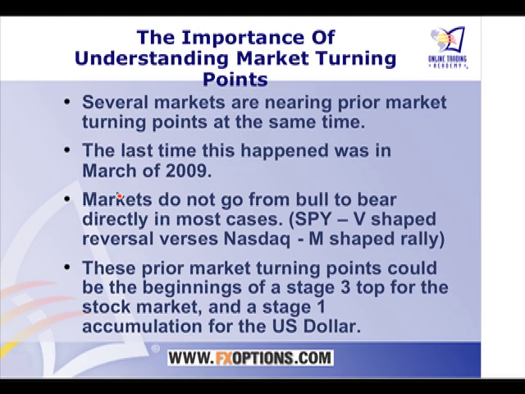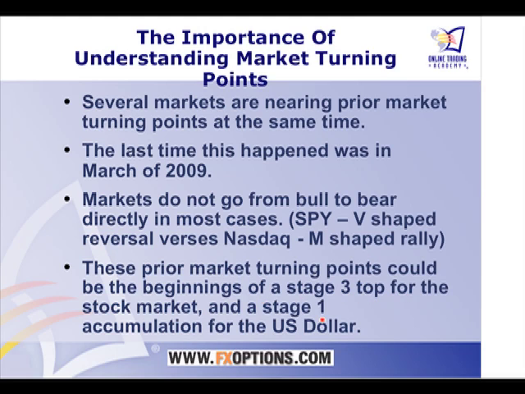So since we have several markets near prior turning points at the same time, the last time this happened was in March of 2009, which only means that the markets do not usually go from bull to bear directly in most cases. Back in 2009, the NASDAQ bottomed in 2008 and retested it in 2009. So we had an M-shape reversal. But the spiders and the diamonds, the Dow, actually made a V-shape reversal. So the NASDAQ, though, was definitely channeling from 2008 November till 2009 of March.